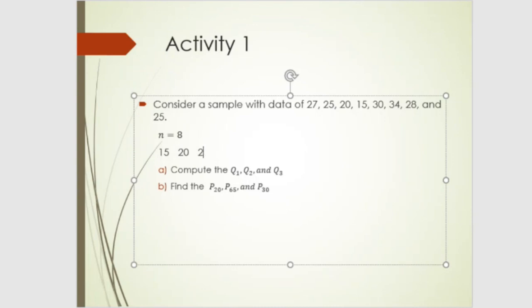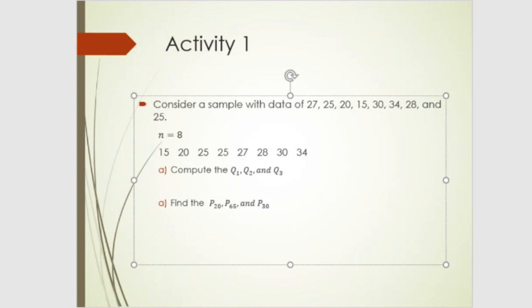It's only one 20? Yes. Then 25. Another 25. Okay, 27. 28. Then 34, the last one. 34. Yes. All right, thank you. So it means you have sorted your data from the lowest to the highest.